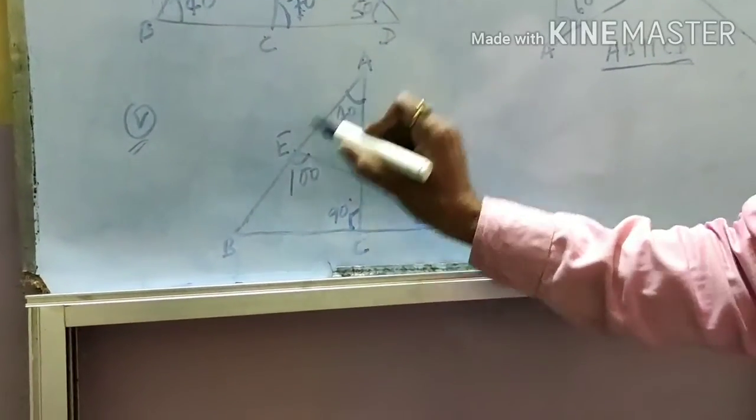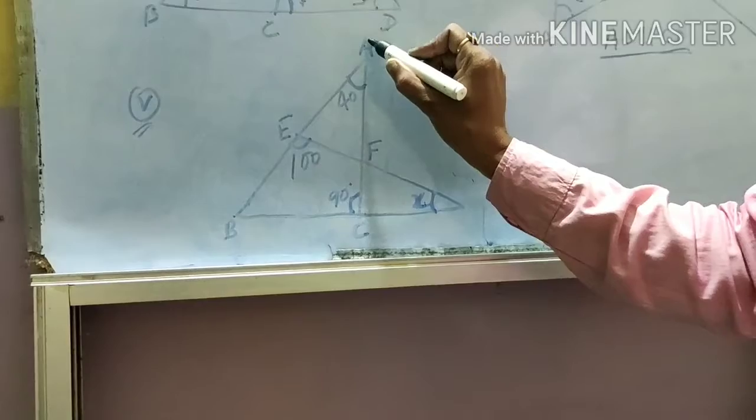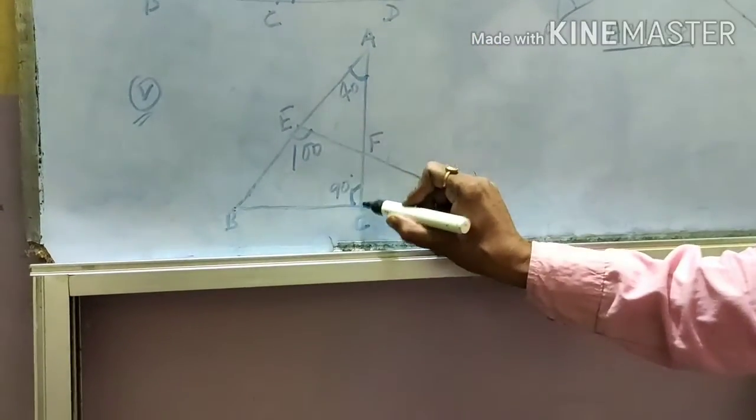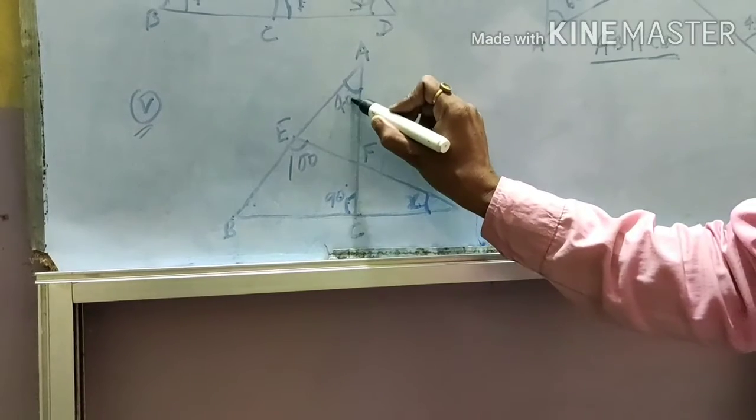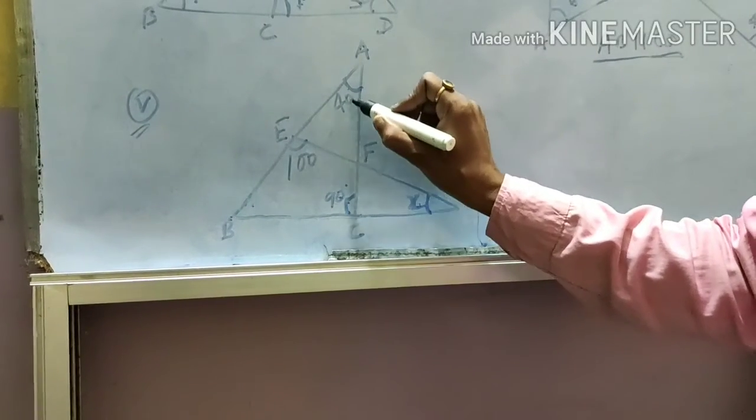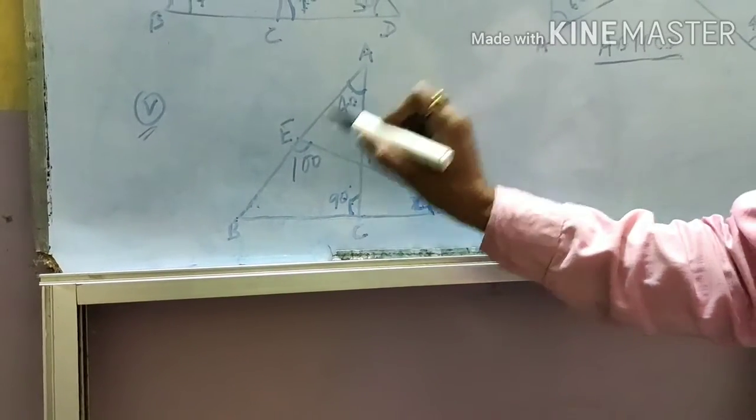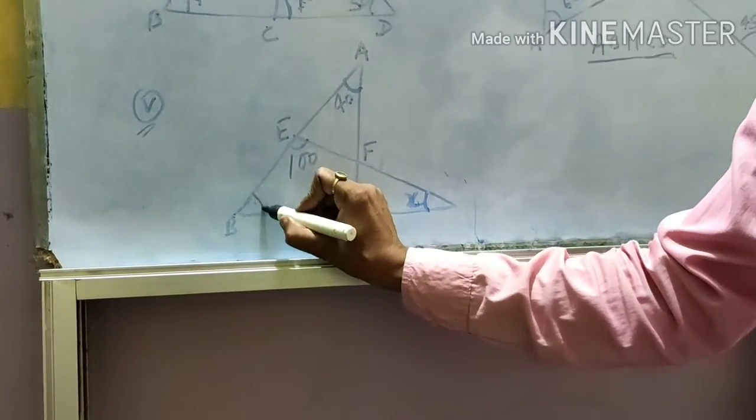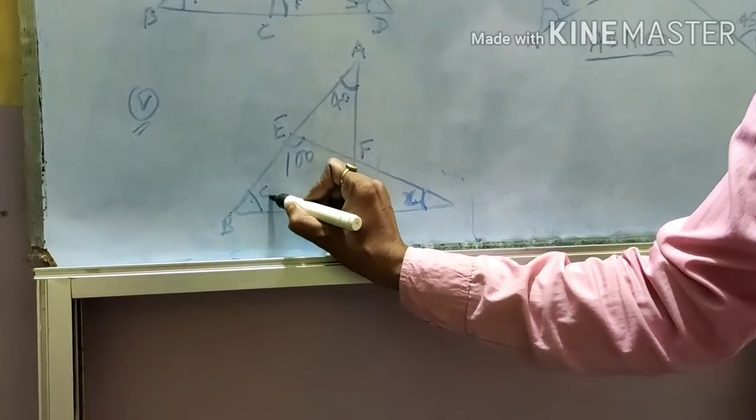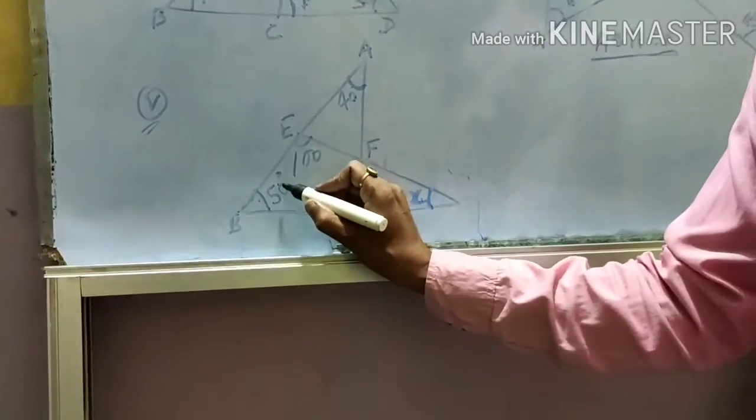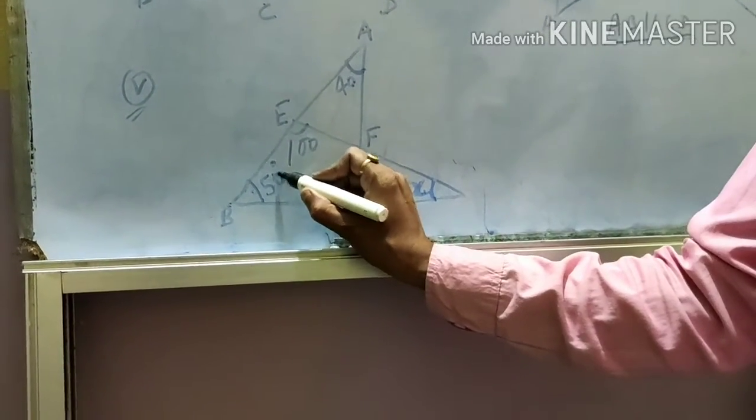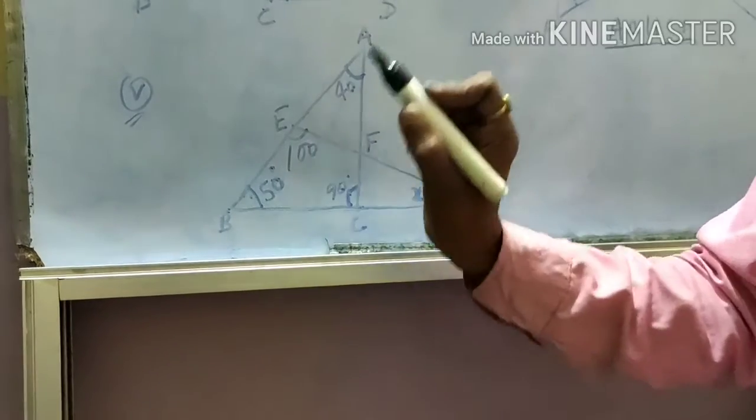In triangle ABC, again student, the sum of all angles is 180 degree. So 90 plus 40 is equal to 130. So 180 minus 130, that means this angle is equal to 50 degree, by the angle sum property.